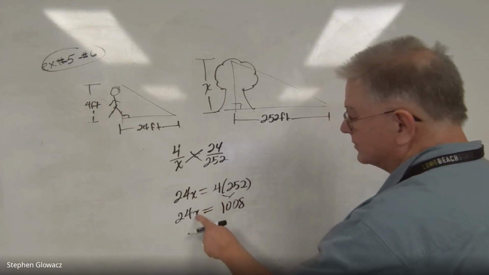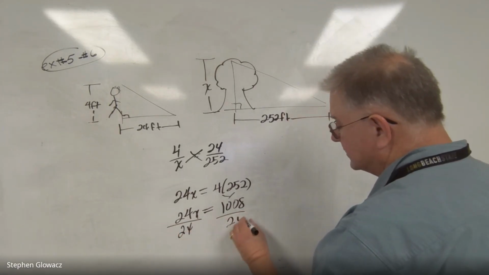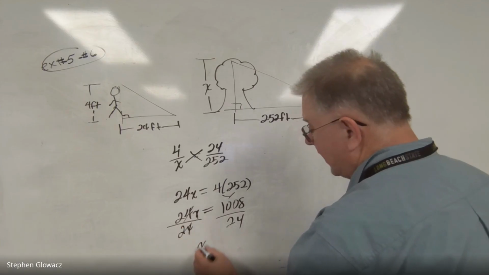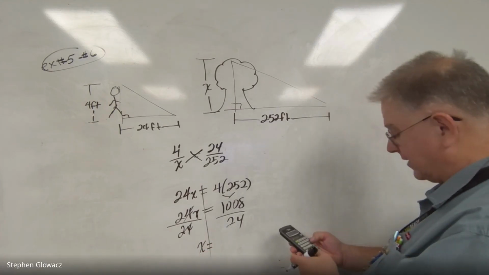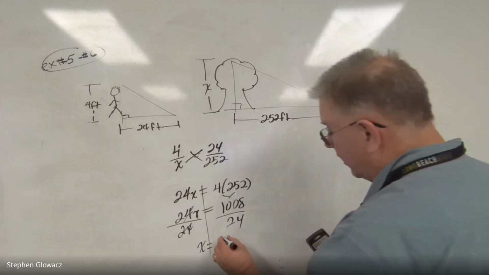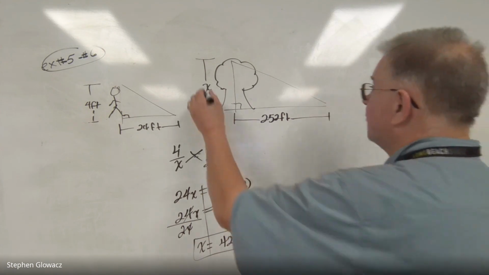And then our final step: x is being multiplied by 24, so we divide both sides by 24. Of course, the 24s cancel there. And we get x equals 1008 divided by 24. And that's 42 feet. So the height of our tree is 42 feet.